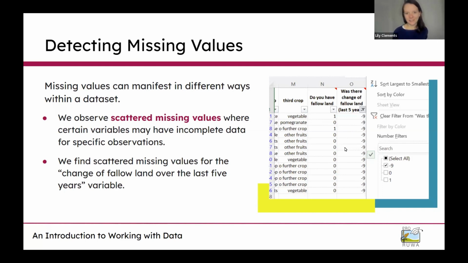So that kind of missing variable is slightly different, because there isn't a correct value for that. There isn't a value that we are missing. They just don't have fallow land. Whereas for row 1 here, or what looks like row 1 anyway, and this third row down in the filtered data set, they both do have fallow land, but have not answered if there was a change in the last 5 years.